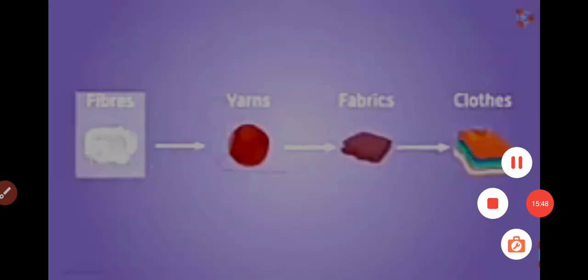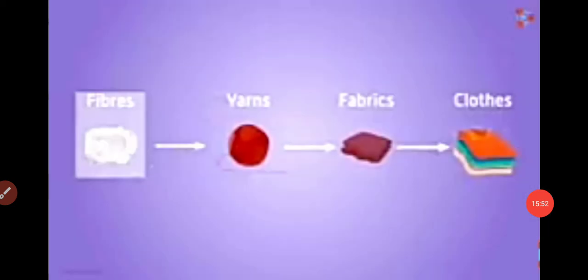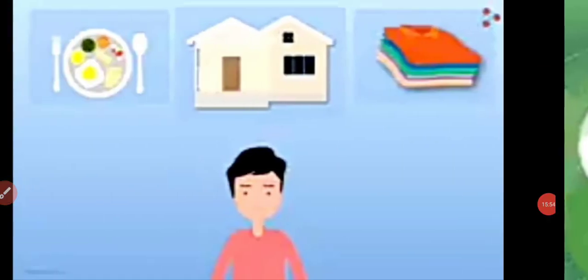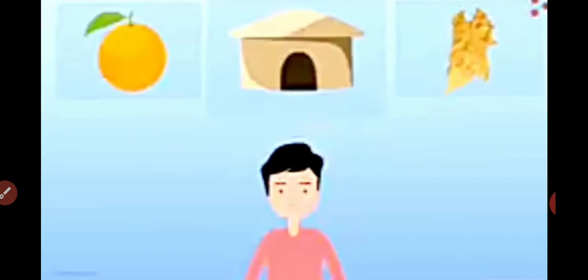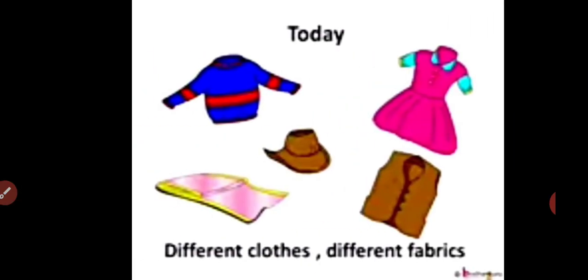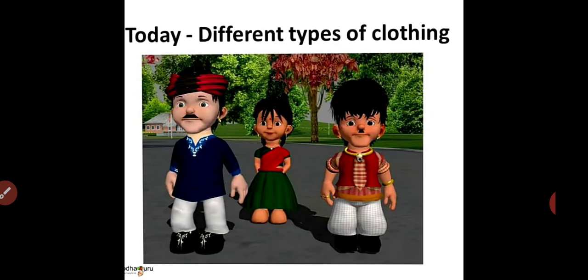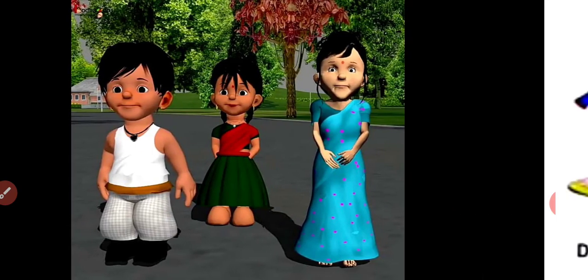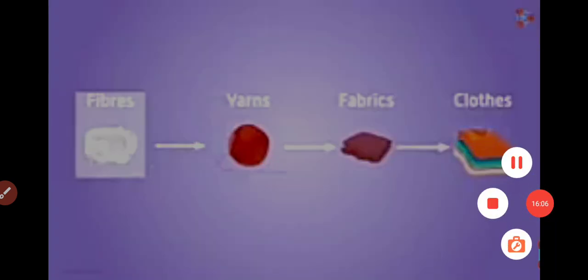In today's session we have only seen the introduction. In tomorrow's session we will discuss the types of fibers. These were only fibers made of cotton, and the lifestyle of ancient people, and all these things we can see. So in tomorrow's session we are going to discuss the next part, that is the types of fibers.